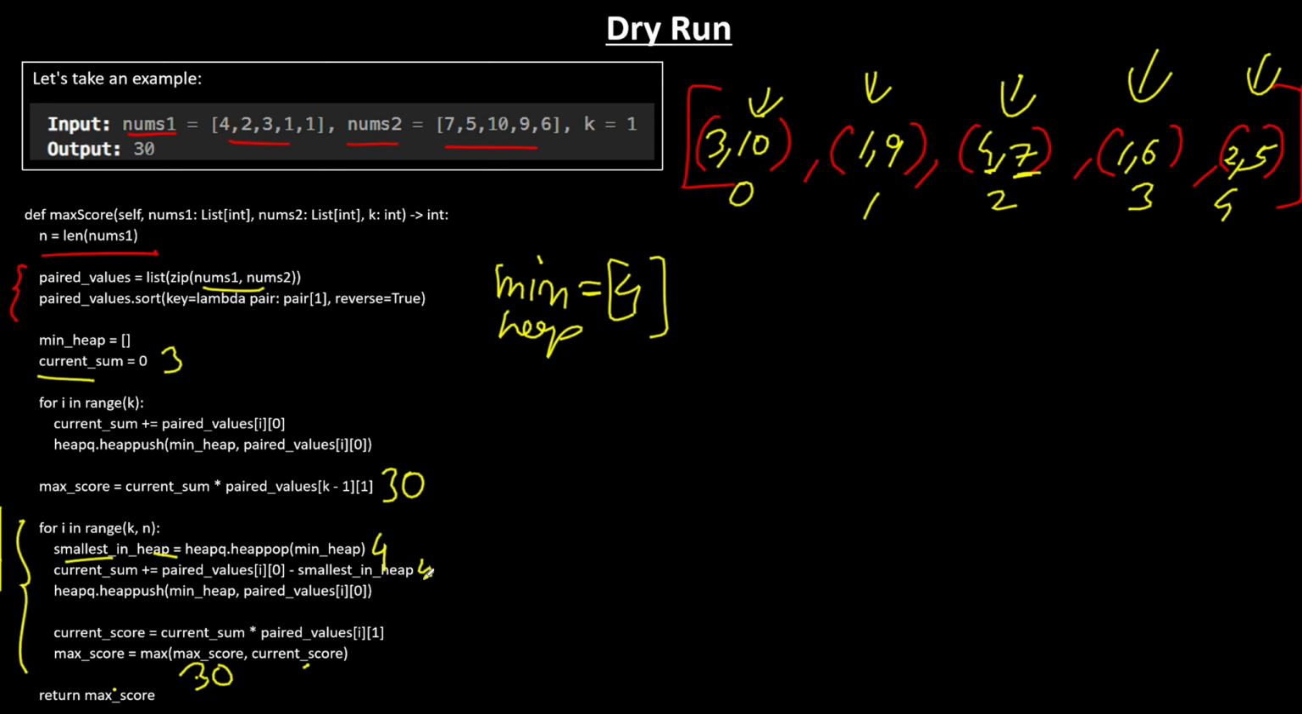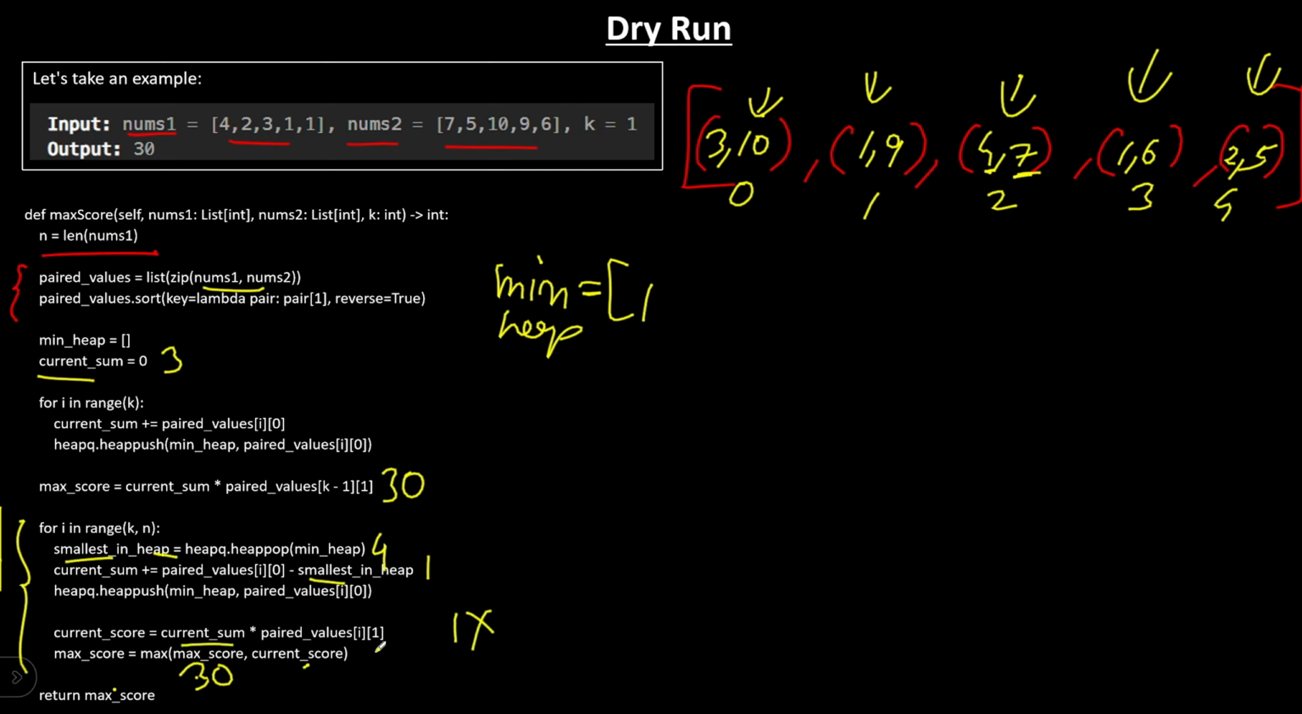And current sum is 4. We add its value, which is 1, and we subtract the smallest in the heap, which is 4. So this gets cancelled, so we basically remained with 1, right? And we push it back into the main heap. Okay, done. Now, what is the current sum?